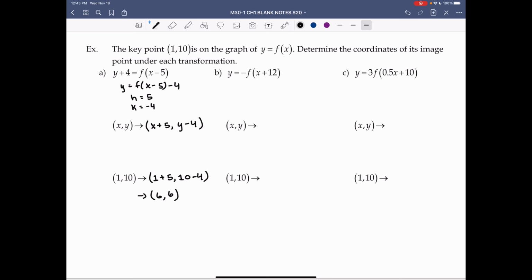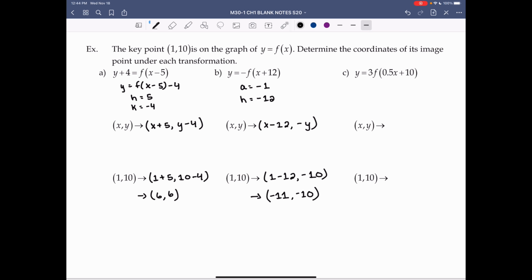B, y equals negative f of x plus 12. A is negative 1, and h would be negative 12 here. Then the point (x, y) is mapped to the point (x minus 12, negative y). The point (1, 10) becomes (1 minus 12, negative 10), which equals (negative 11, negative 10).